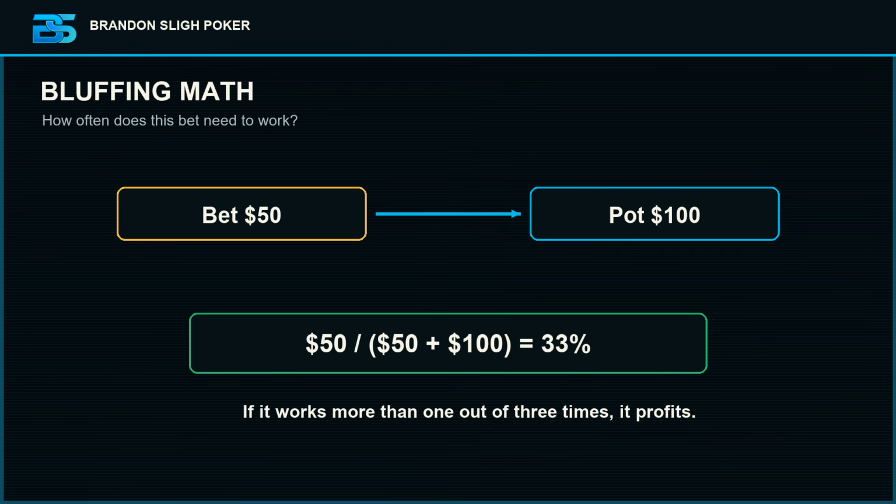Now, let's talk about a topic everyone loves to hear about: bluffs. Bluffing math is just asking one question: how often does this bet need to work? If the pot is $100 and you bet $50 as a bluff, you are betting $50 to win $100. The formula is bet divided by bet plus the pot. So 50 divided by 150 means your bluff needs to work about 33% of the time to break even.